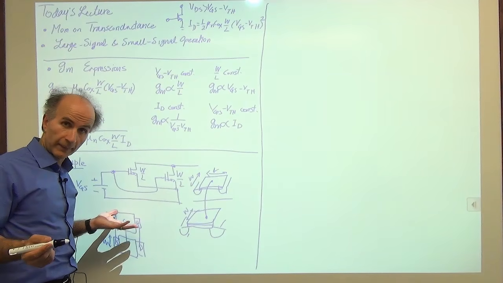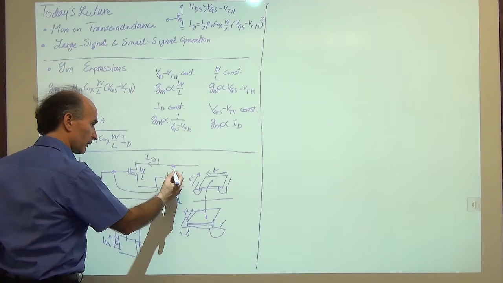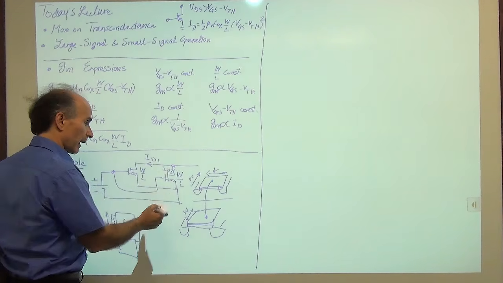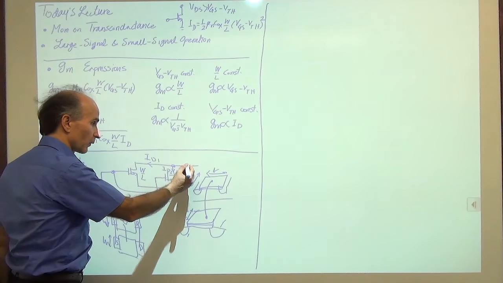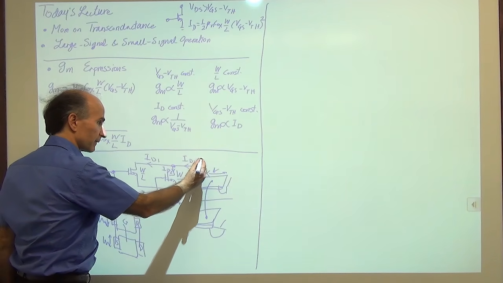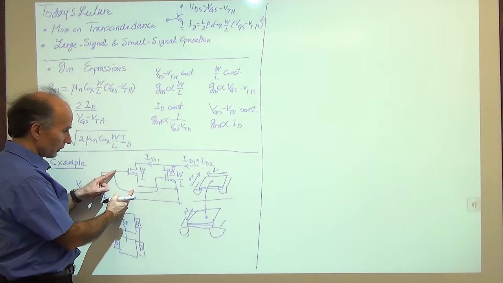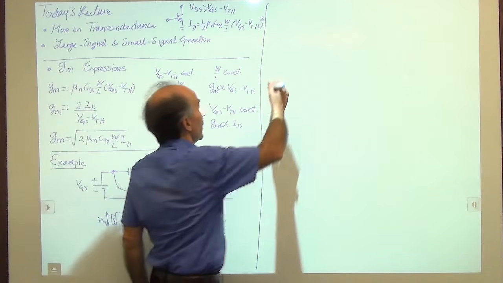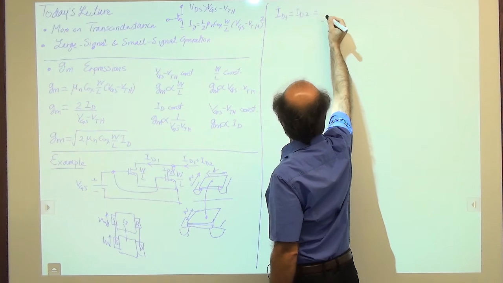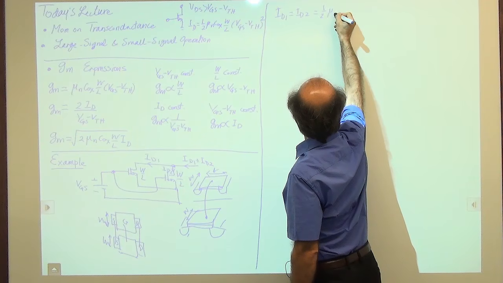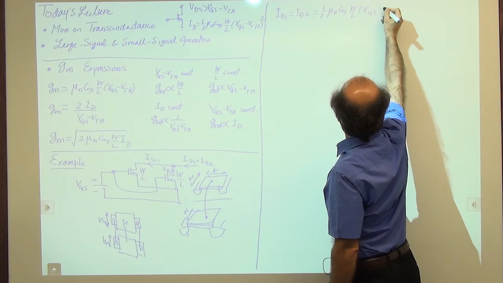Now, if you don't like this visualization, no problem. You can just write equations and see what happens, right? So we have one current for this guy, ID1. We have another current for this guy, ID2. And because the drains are connected and the sources are connected, we have ID1 plus ID2 for the overall composite device. And they have the same VGS because the gates are shorted and the sources are shorted, right? So I write ID1 is equal to ID2 is equal to 1/2 mu n C ox W over L VGS minus VTH squared.